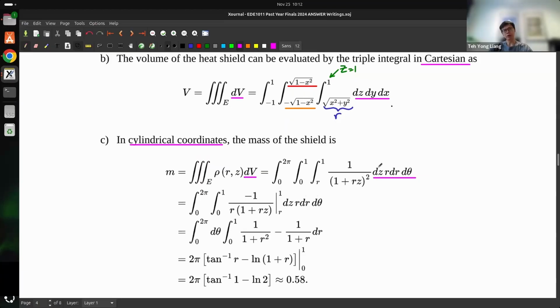Now I have to integrate with respect to dz first. So I integrate this expression with respect to dz. Apparently I forgot to remove the dz here. Hold on, so there's an error here. This dz is integrated already, so no more dz. I forgot to remove that. You can see the integral with respect to z disappears already.